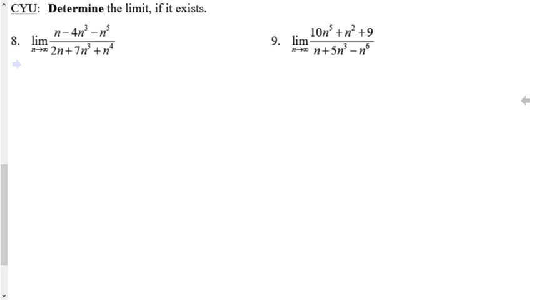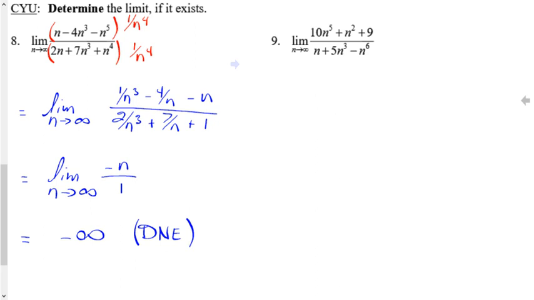Well, here's my process. Again, my highest degree term in the denominator is n to the fourth. So that's what I'm using the reciprocal of as I multiply into numerator and denominator. My limit will simplify down to a negative n. So as n approaches infinity, negative n will go to negative infinity. The limit doesn't exist, but it's approaching negative infinity. Question number 9.